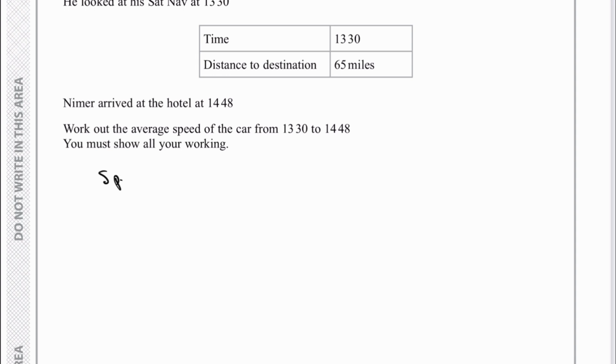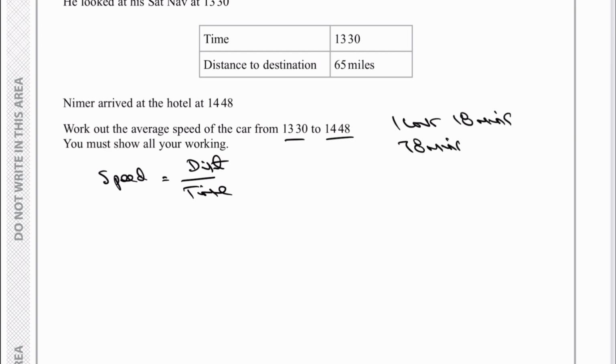Let's look at the formula. So speed equals distance divided by time. Okay, and most people know that formula. The problem you've got with this particular one is that actually if he took from 1330 to 1448, it's actually 1 hour and 18 minutes, and we're looking for his speed in miles per hour. So what I'm going to do is I'm actually going to change that to 78 minutes, and then for the time I'm going to make it 78 out of 60.